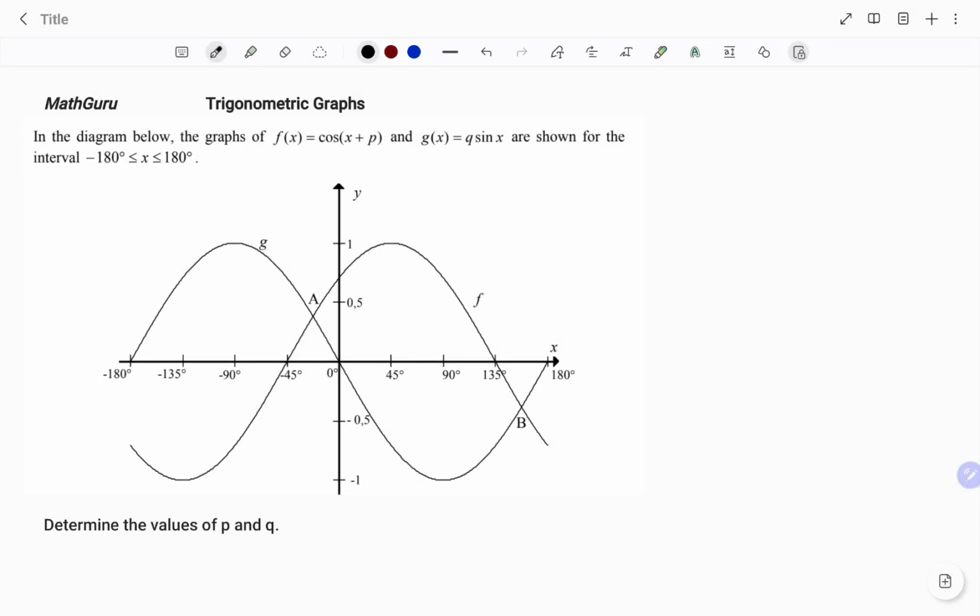In this video, I'm going to show you how to interpret the following trigonometric graphs.